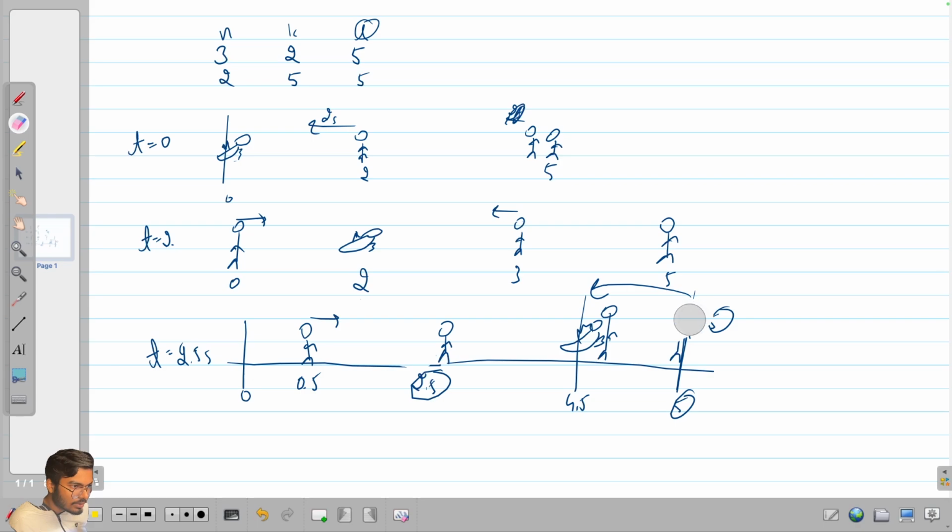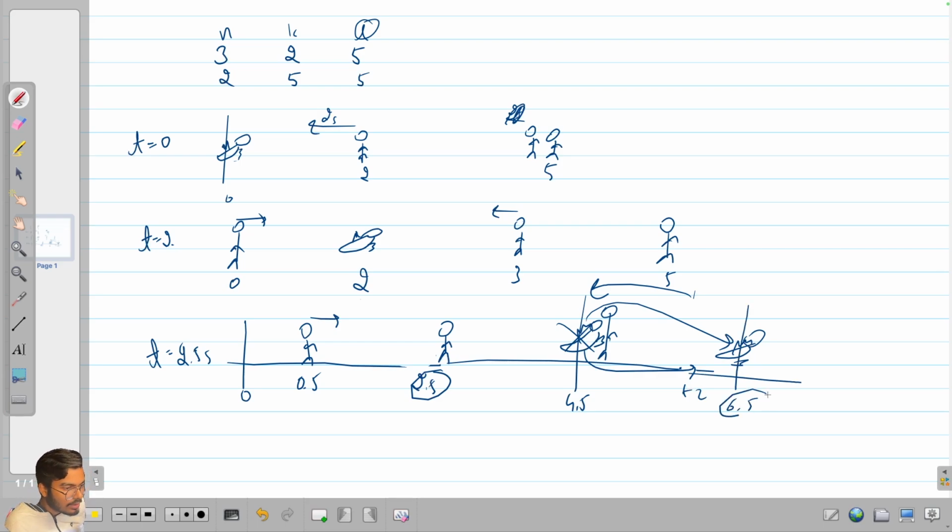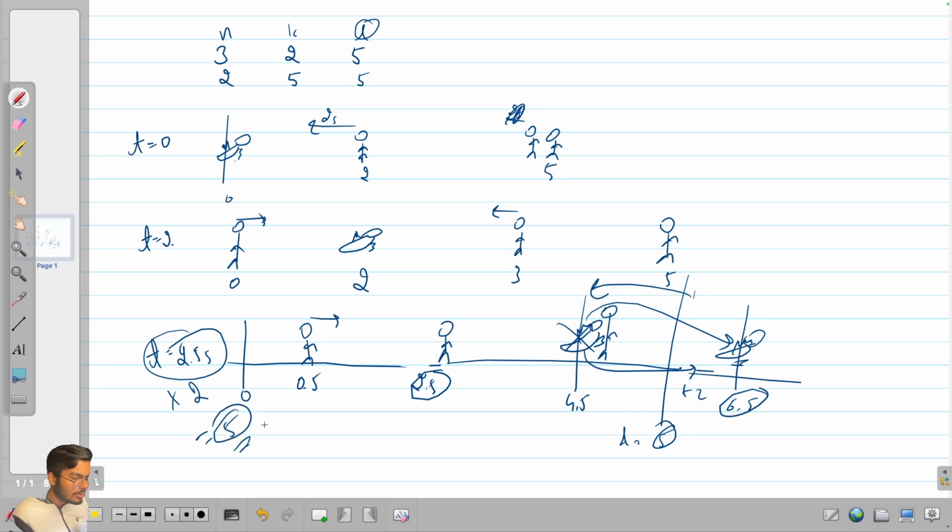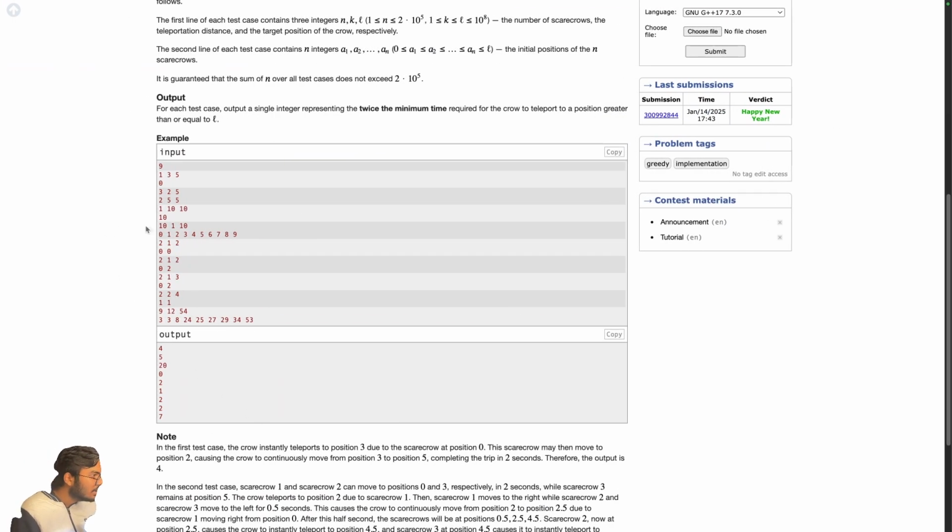Let me just erase this one from here. So it will automatically make the crow move plus 2 units, right? So the crow will not be there anymore, and it will move 2 units to the right. So 4.5 plus 2 is 6.5. So it is at position 6.5 at t equals 2.5 seconds. And since 6.5 is greater than L, which equals 5, our answer is 2 times 2.5, which equals 5. That is the output.